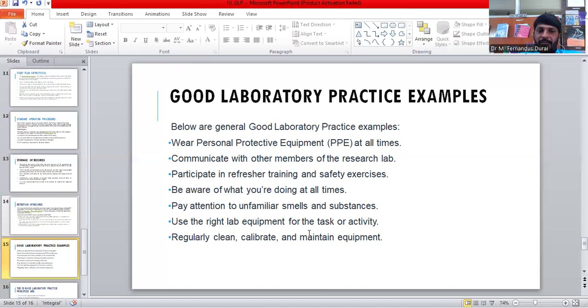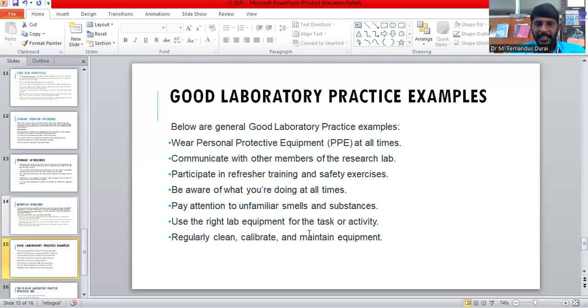Pay attention to unfamiliar smells and substances. Okay, so we should be very clear. We should pay 100% attention to what substances and smells arise during the work. Use the right lab equipment for the task or activity. It's very, very important. You know the procedure, you know the method, you know how to do it, you have the chemicals and all, but the equipment should be perfect. It should be in good condition. Then only you'll get the exact results.